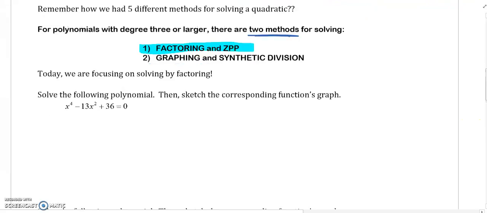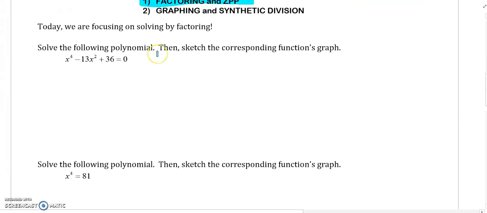Alright, so let's try it in this problem. It says solve the following polynomial. I don't know what's wrong with me today. And then sketch the corresponding function's graph. So to solve this polynomial, the first thing we got to do is factor it. Because again, we're solving by factoring, right?